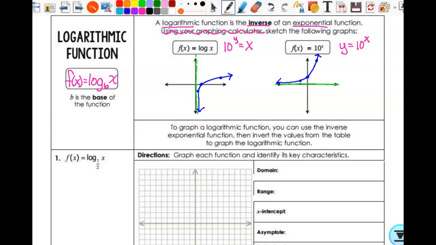So we're going to use our knowledge of exponentials to graph all of our logs, okay? Because knowing what 10 to some power is way better in your brain than knowing what the log of some number is. You're not expected to necessarily know that. You are expected to be able to figure it out. To graph a logarithmic function, you can use the inverse exponential function, then invert the values.